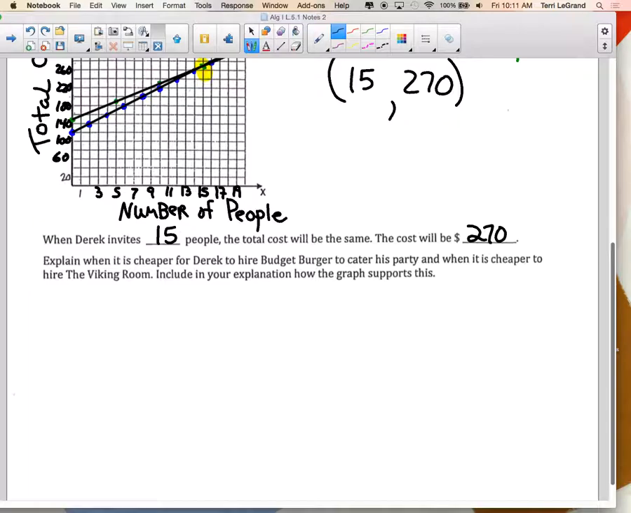So the question is, I want you to answer that. Explain when it is cheaper for Derek to hire Budget Burger to cater his party. When is it cheaper? Not the same cost, but cheaper to hire Budget Burger. And when is it cheaper to hire the Viking Room? Include in your explanation how the graph supports it. Start writing. We got all kinds of white space there to do your explaining.